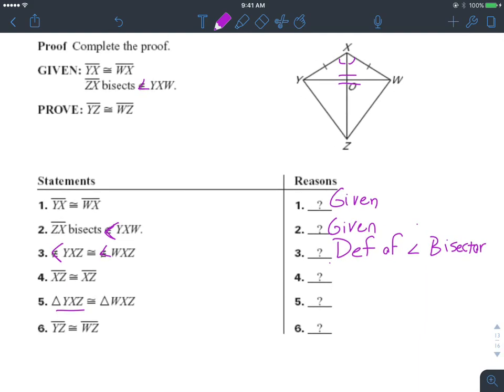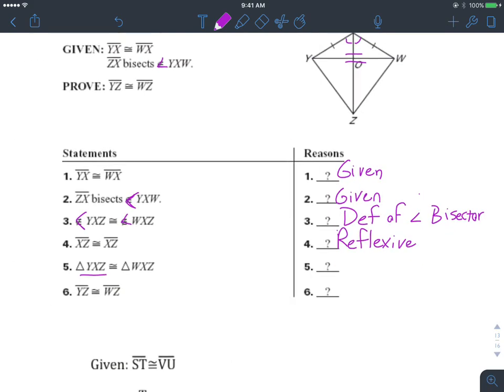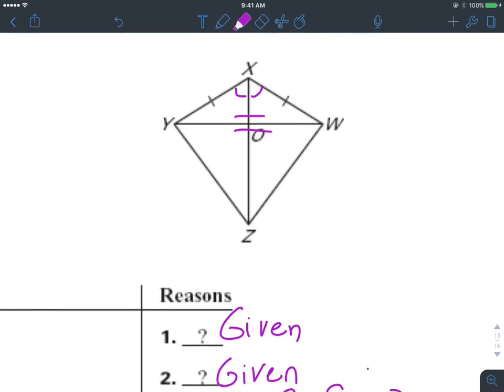Okay, we also have this shared side here in the middle. XZ is congruent to XZ. So we already kind of talked about that. We say the reflexive when that happens. And then therefore the triangles are congruent because it's side, angle, side. If you don't trust me, here you go. Side, angle, side, and then side, angle, side.